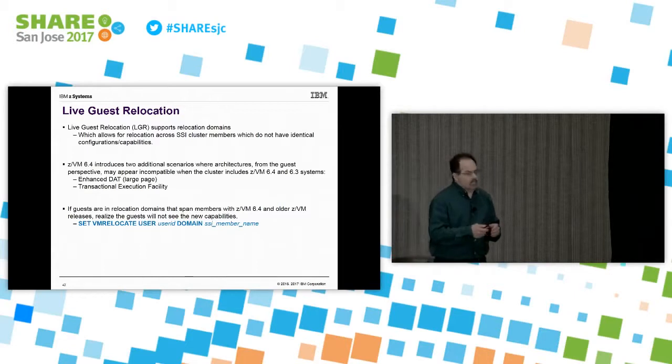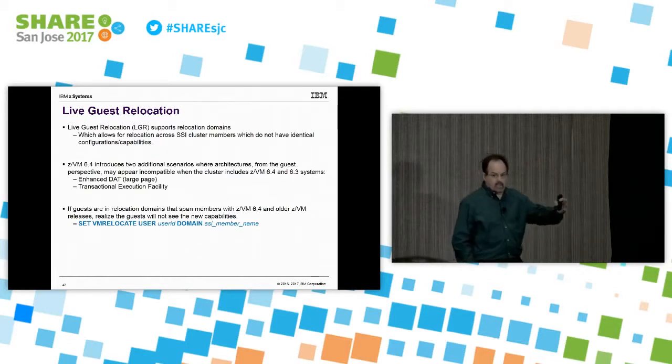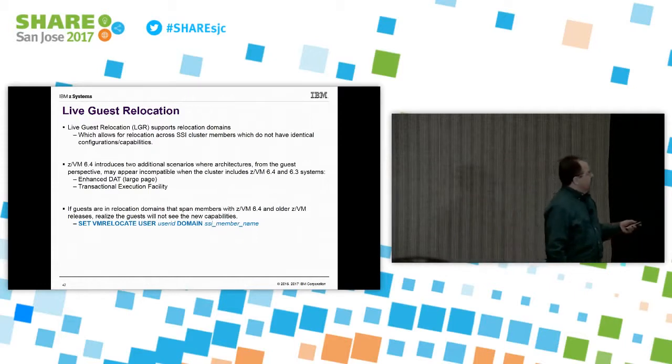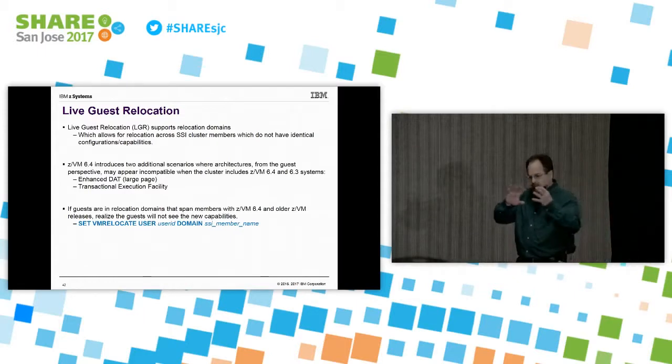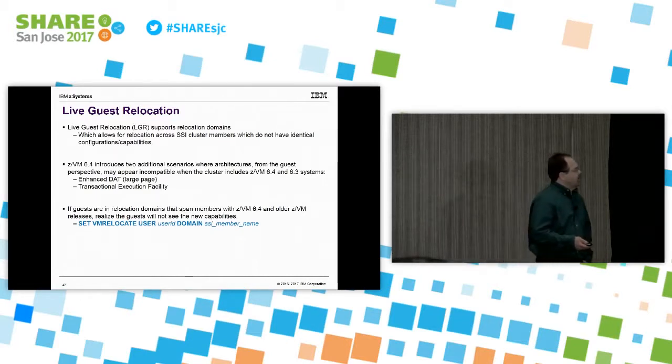Okay, and if you have questions about relocation domains and how to set them up, see me offline. I'm here all week, but we can talk more about that. So the guests won't see all the capabilities if you're in this mixed domain. You can define relocation domains with the SET VMRELOCATE command, and then you can mix and match which members, which capabilities are in a domain, and so the guests can be relocated freely among those.